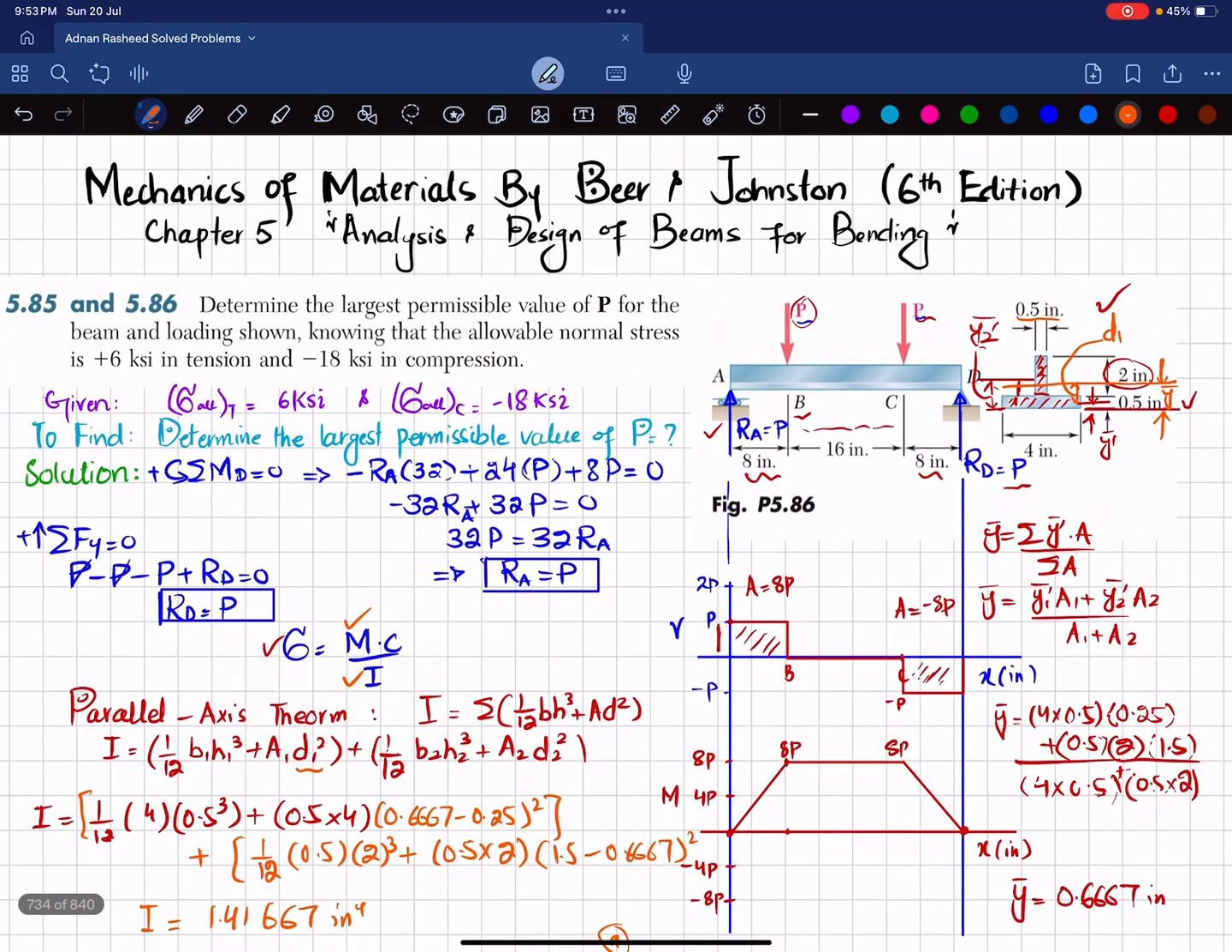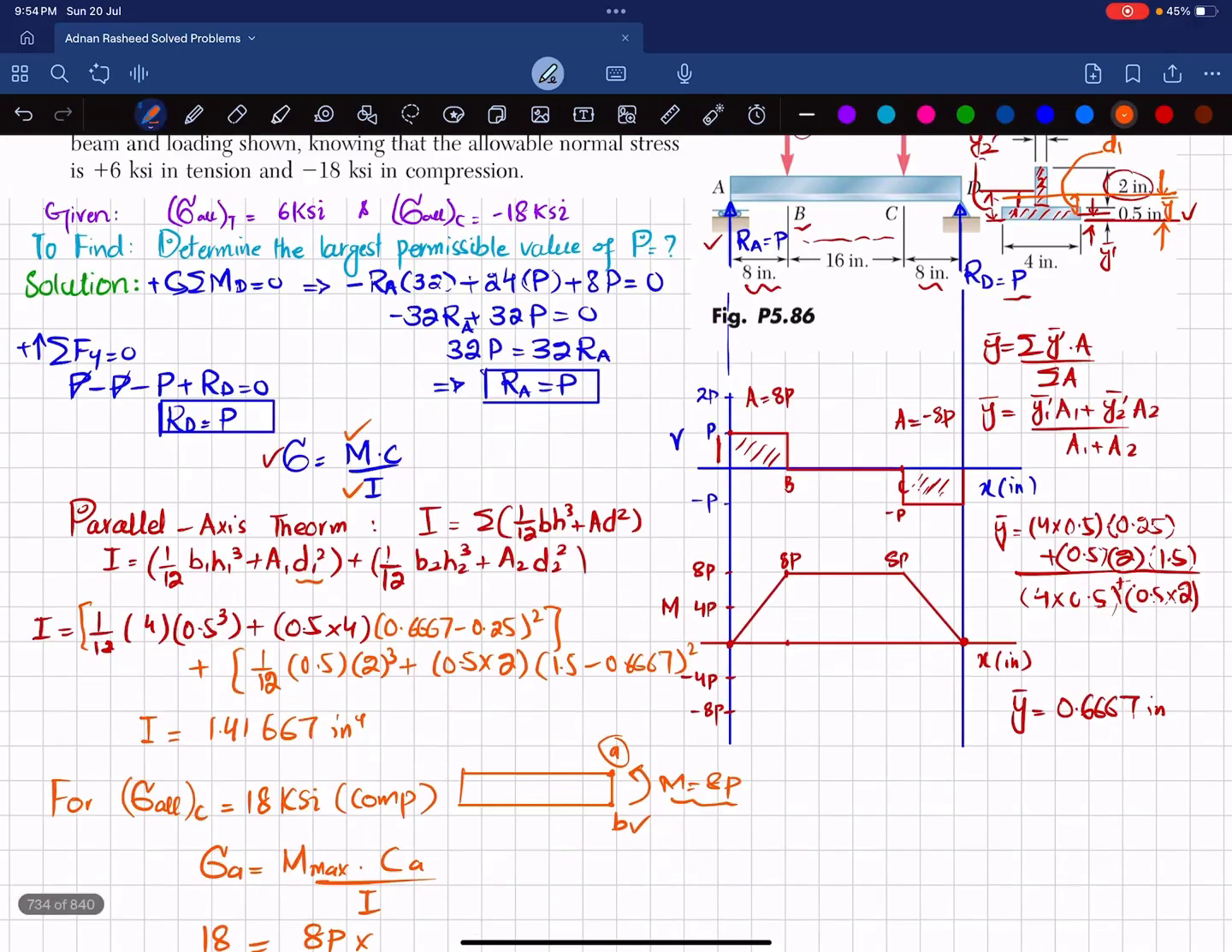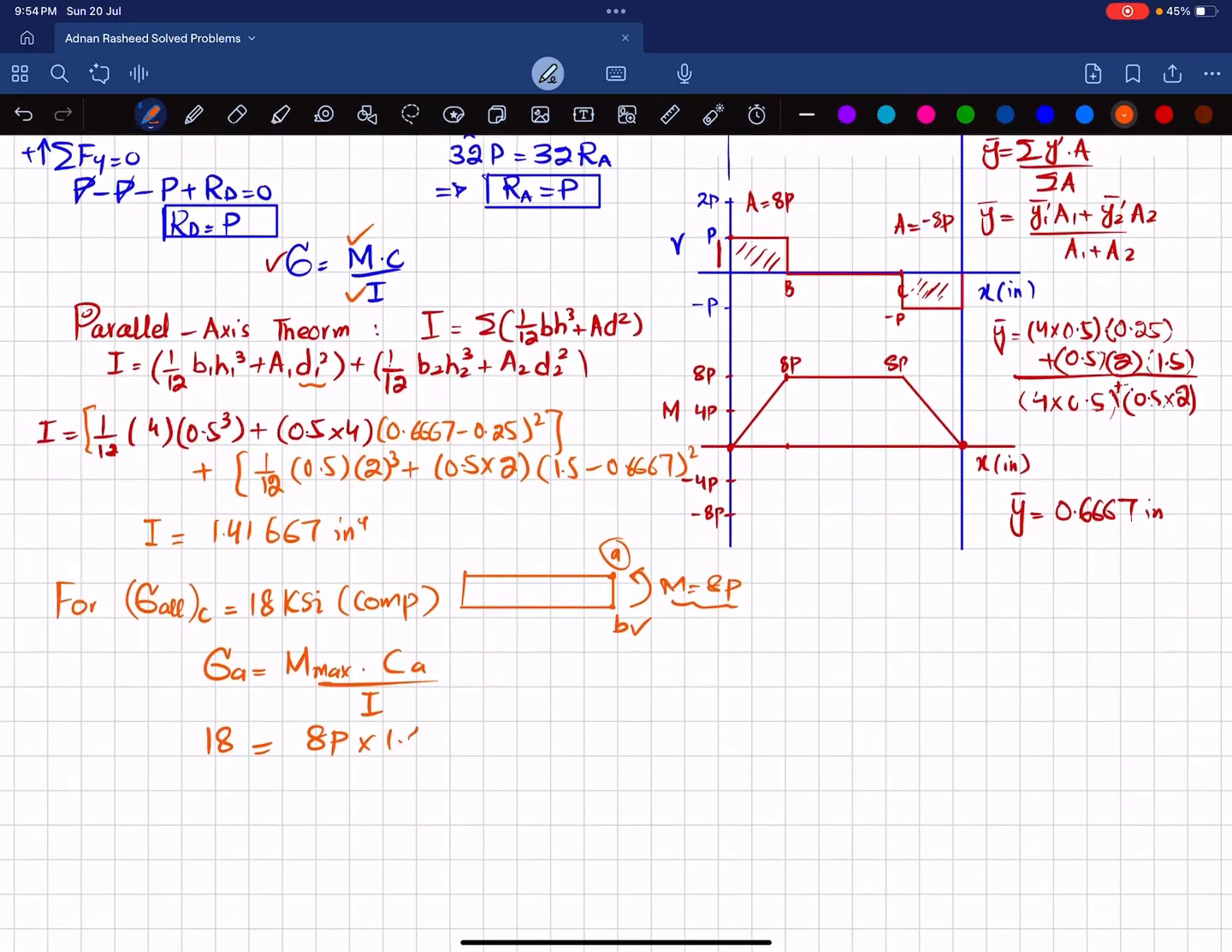CA is the distance from the neutral axis to the top, where point A is at this point and point B is this. This distance is CA. So how will we calculate it? 2.5 is the total distance, so 2.5 minus the distance from the neutral axis, 0.6667, will give you 1.833, and this distance will be CA. So I can write CA is equal to 1.8333, divided by I, which is 1.41667.